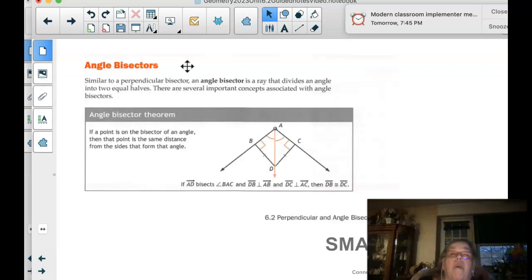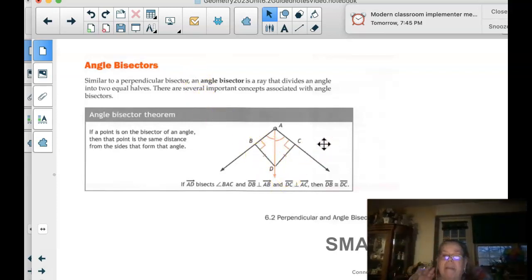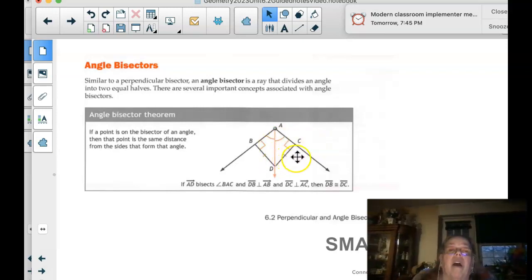Okay, there are several important concepts associated with angle bisectors. If a point is on the bisector of an angle, then that point is the same distance from each side of the angle. Usually the lines to connect are drawn perpendicular to the sides of the angle, but not always. But 99.9% of the time. And if you notice right here, they did. All right. So since this is the angle bisector of this angle, points A and B are equally distant here.